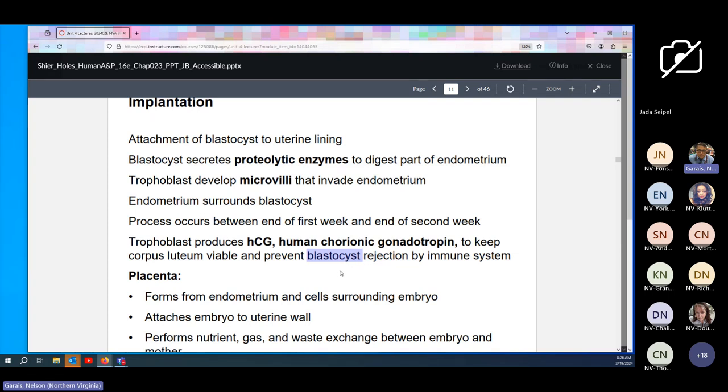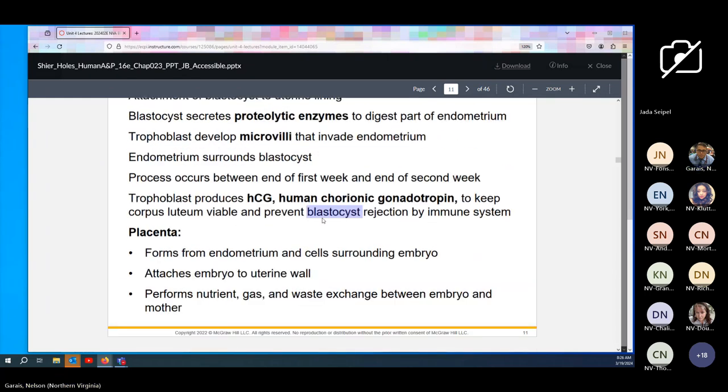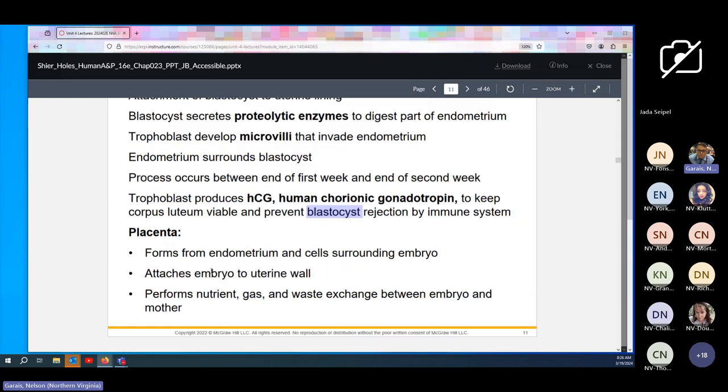Sperm and egg is now something else. It's not part of mommy. So now HCG will suppress that. Now the outer area, see that outer brown area, that's your trophoblast. Your trophoblast will eventually form the placenta. And that's the liaison or the go-between between mommy and baby.